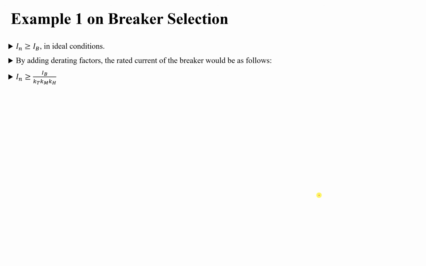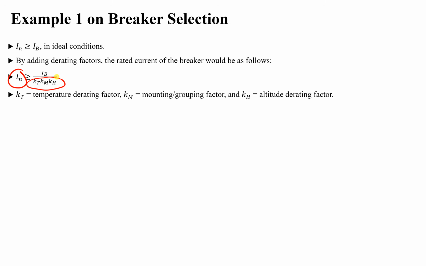So let's look at this example here. When we set In greater than Ip in ideal conditions, and add the derating factors, the rated current will be as follows. We have to make sure that In, after applying the different derating factors, temperature, mounting, grouping, and altitude, must be greater than Ip. Let me write it in a different way: In multiplied by all derating factors must be greater than or equal to Ip. This equation is exactly this one.